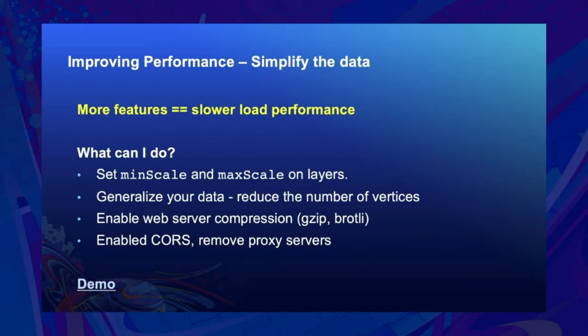Last but not least is simplifying the data. As you've seen throughout my presentation, more features is equal to slower performance. So what can you do? You can set min scale and max scale on layers. You can generalize your data before you publish it and reduce the number of vertices. Quantization will take care of some of that for you, but you can do additional generalization. You can enable web server compression, like gzip, and we talked about Brotli. And you can enable CORS and get rid of proxy servers that act as intermediaries between your end users and the servers. So let's take a look at a demo.